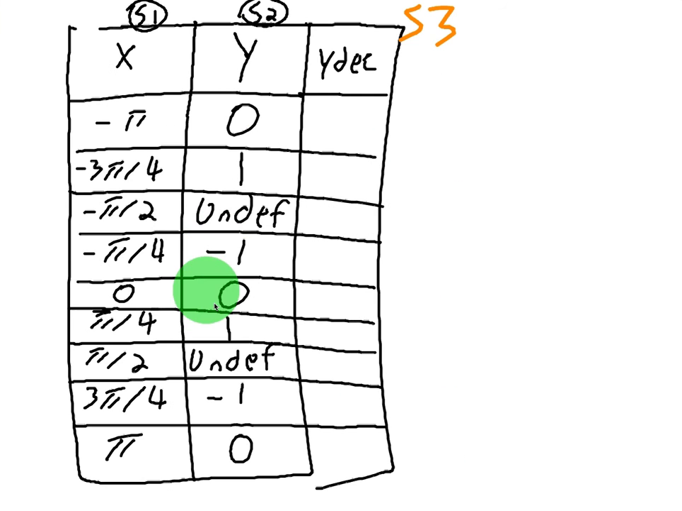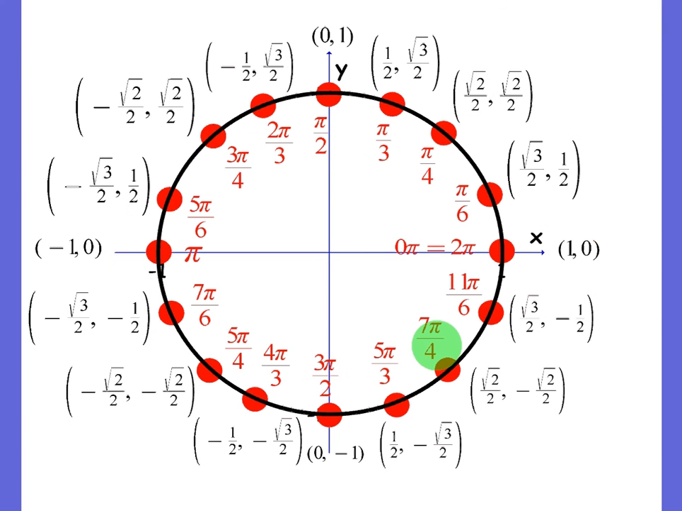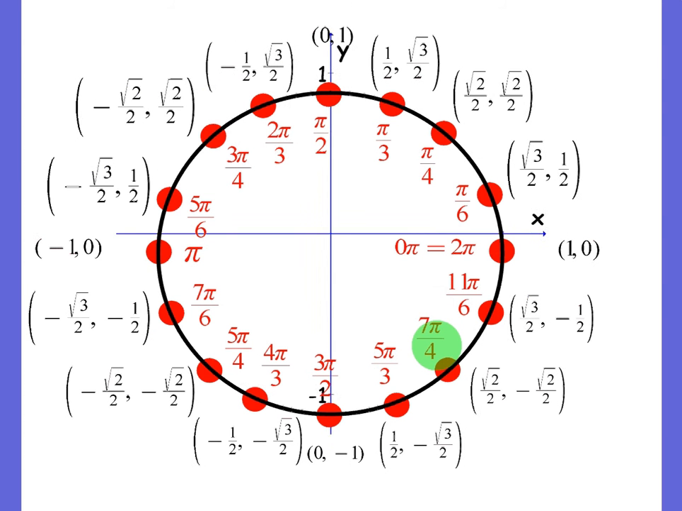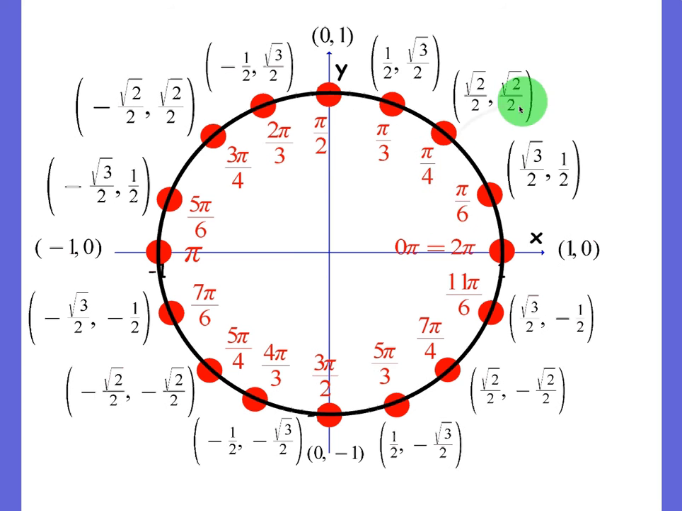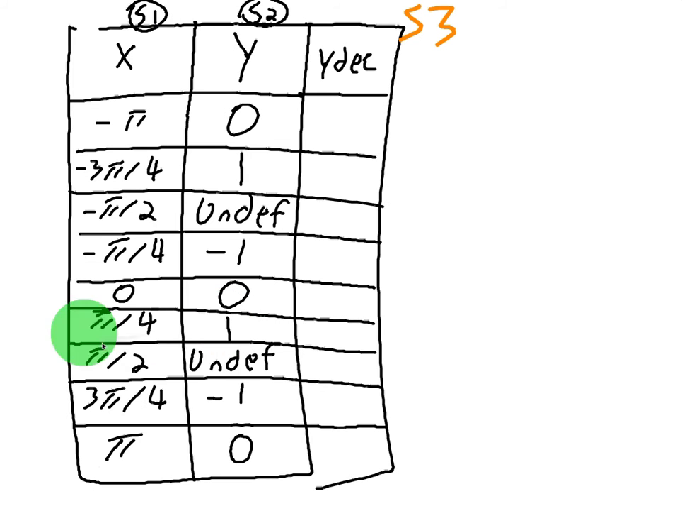Tangent of 0 is 0. Tangent of pi over 4 is 1, y over x. If we get back to pi over 2 here, we have y over x, and we're going to get undefined. And then tangent of 3 pi over 4 is negative 1. Moving full circle back to pi, tangent of pi is 0 over negative 1, which is 0. So that fills in our remaining y values for the first and second quadrants.